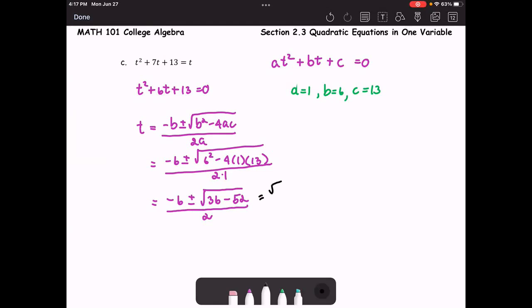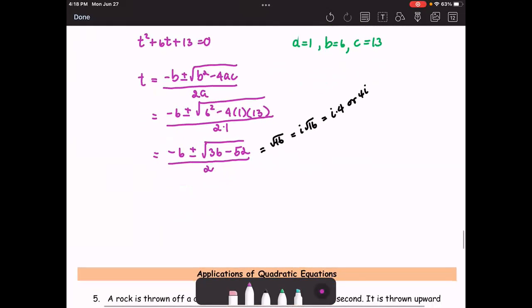In the radical, 36 minus 52, that is the square root of 16 with the negative inside. That is i times the square root of 16, which is i times 4, or 4i. So in this case, we have the complex conjugate involved.